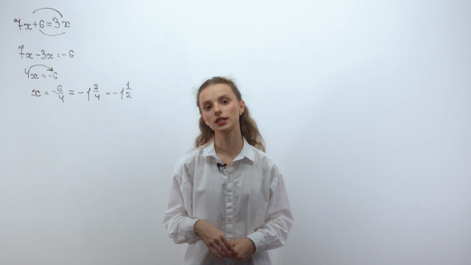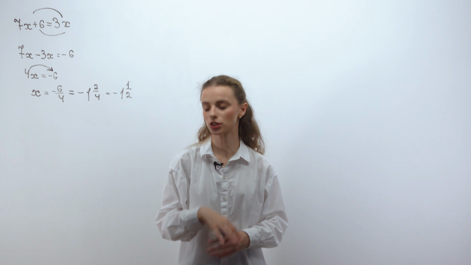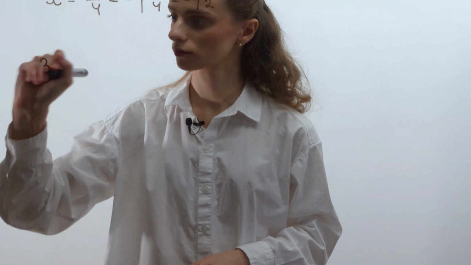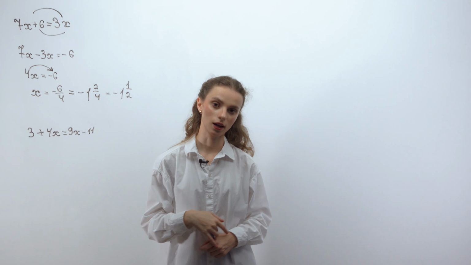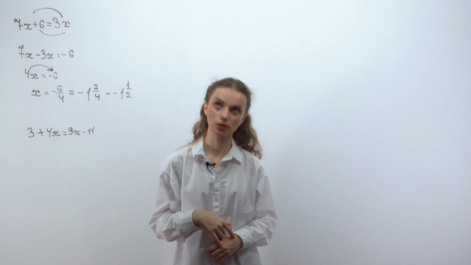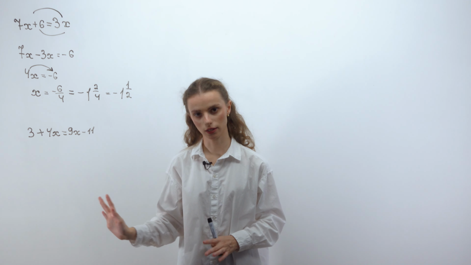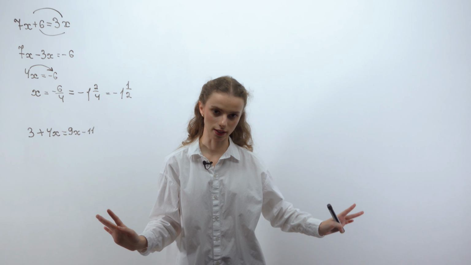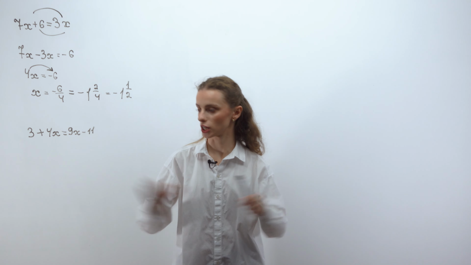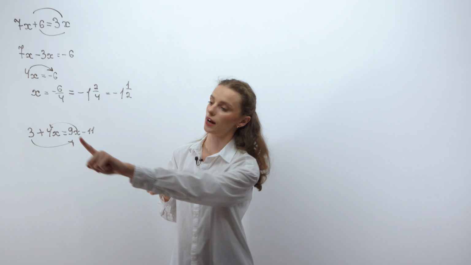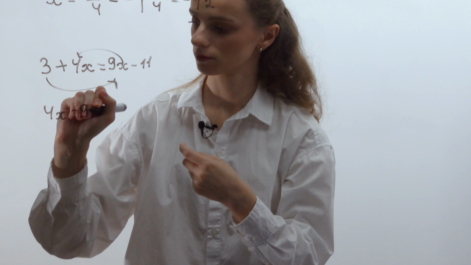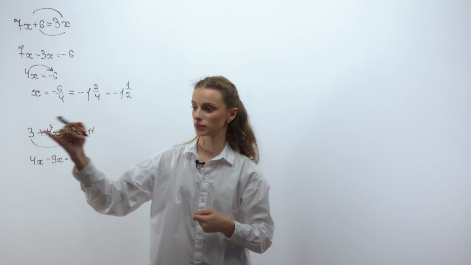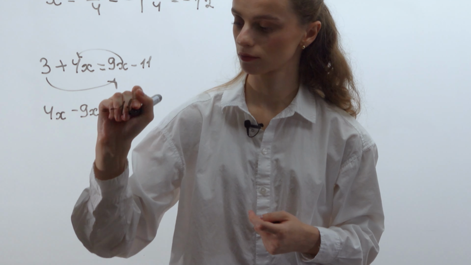Let's do another similar question. We're just going to do linear for now. I have 3 plus 4x equals 9x minus 11. I'm going to keep everything that is unknown on my left side and everything that is known on my right side. So let's do a little switching. Here I have plus 9x. When I put it on the other side, it becomes negative 9x. Here I have plus 3. Put it on the other side, it's going to be negative 3.